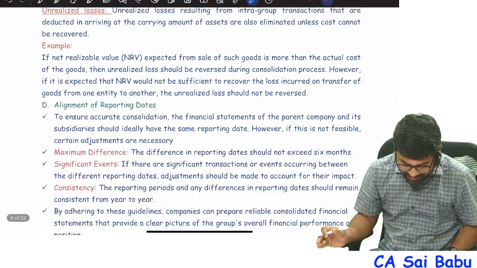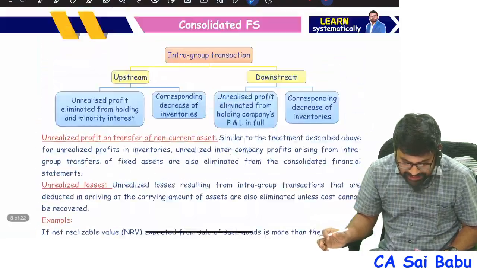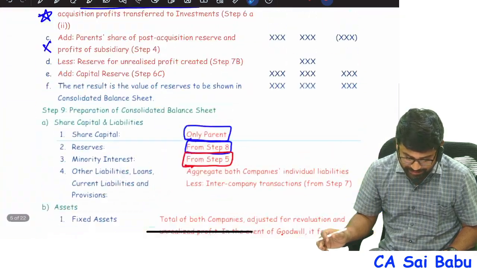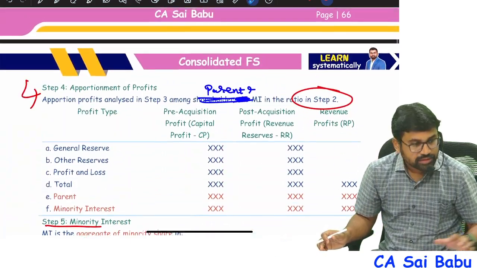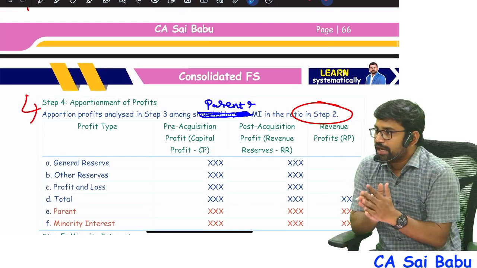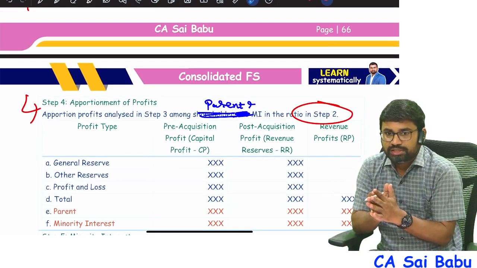Bonus shares I will cover. Wait. So except bonus shares, all things we have discussed. So tell me, have you understood the entire consolidation procedure? Are you comfortable?